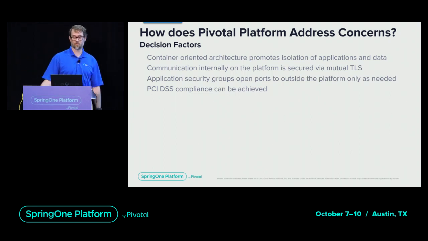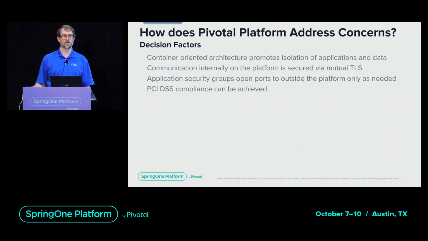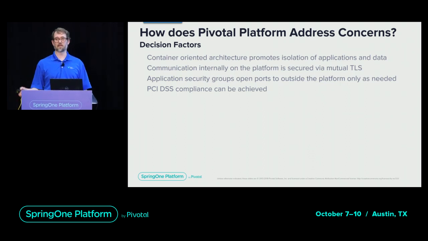Communication internally on the platform is secured via mutual TLS. If your application has to speak to a resource that's outside of the platform, you open an application security group that specifies the ports and the protocol that can speak to that outside destination, and it's as needed, because everything is closed off by default.